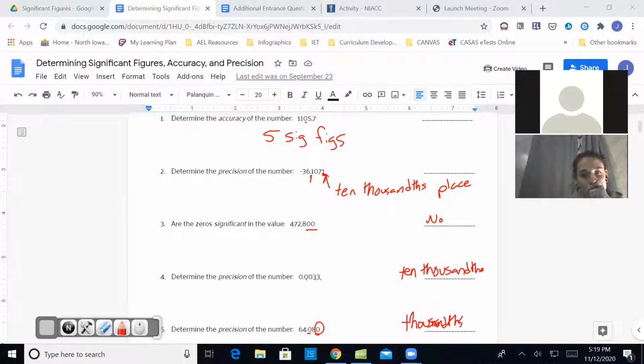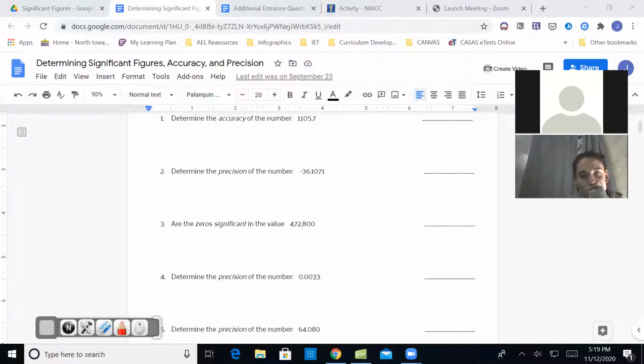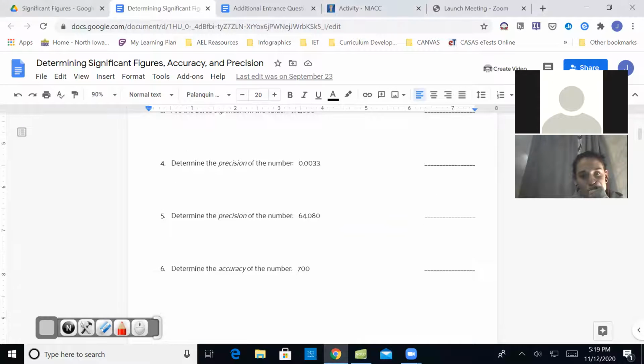Last but not least is number 6. We want to determine the accuracy of 700. It should just be 1. The whole number, so those zeros do not count.